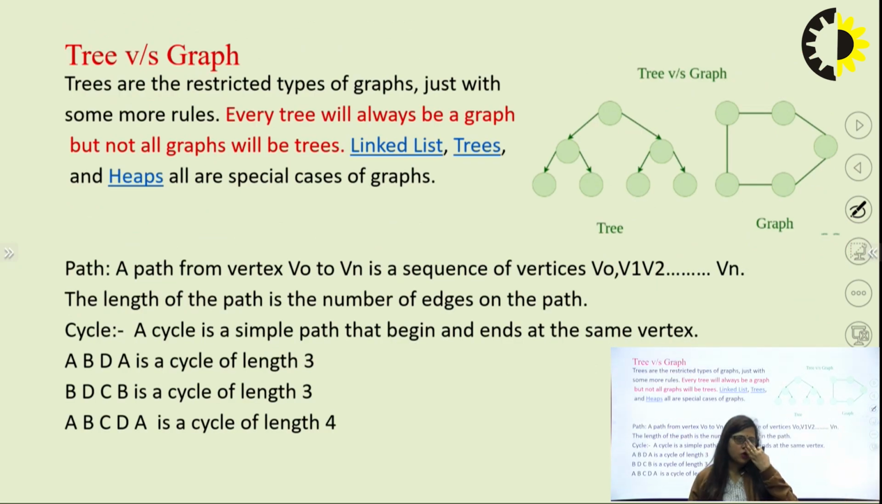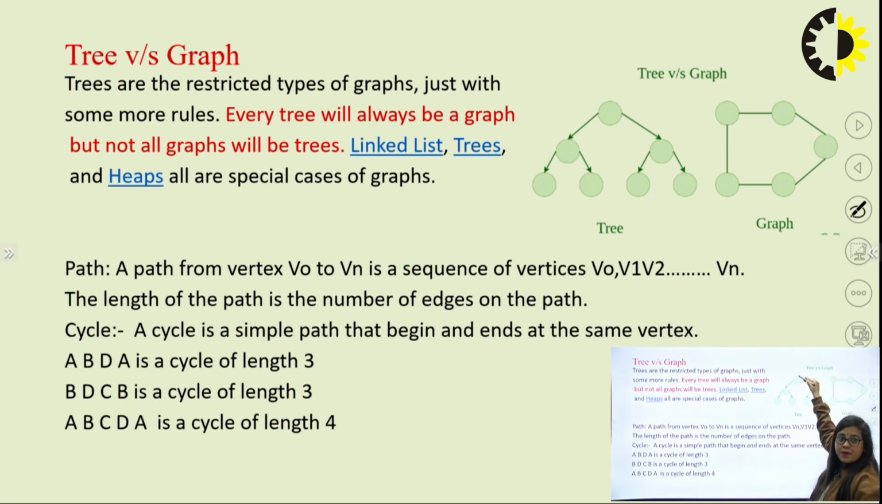Now I tell you the difference between tree and graph. Tree and graph are both non-linear data structures, and we can say that every tree is always a graph, but not every graph is a tree. Let's suppose this is the main root and all are children of this parent, so it is a tree and does not make a cycle. But according to this diagram it is a graph, and all nodes are connected to each other and also make a cycle.